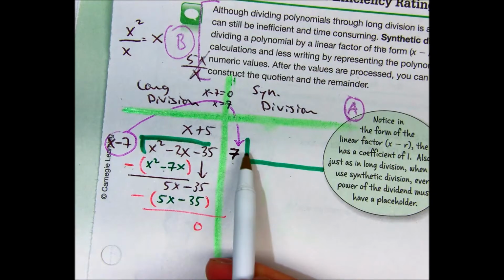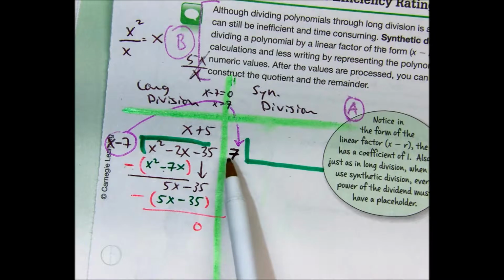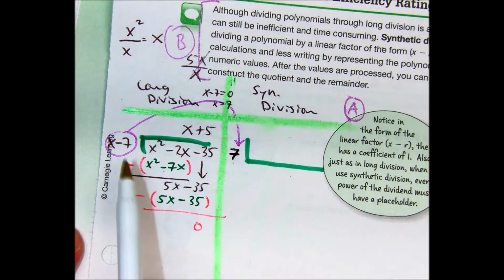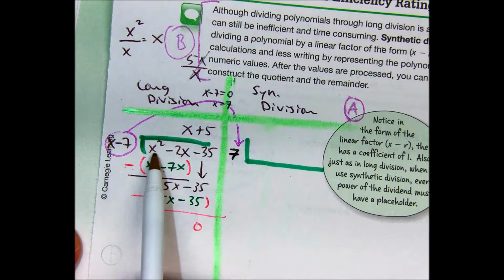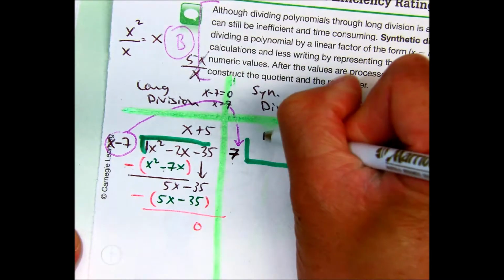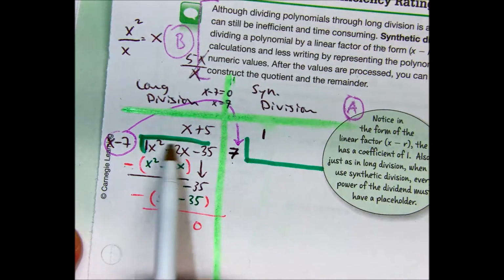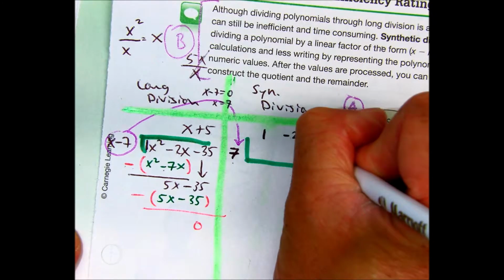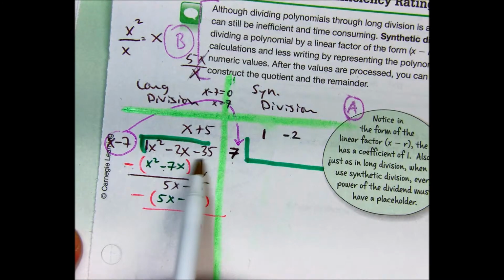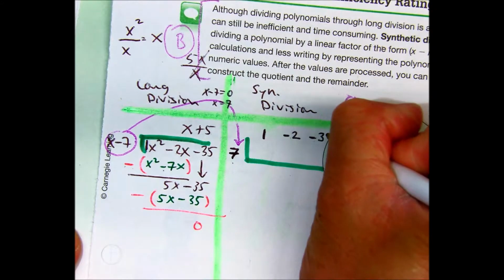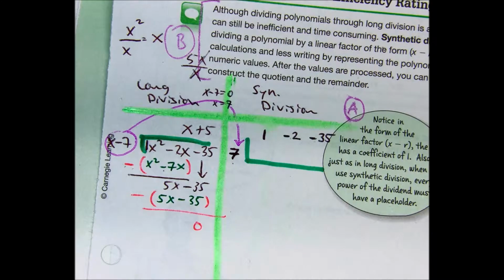Okay? The next thing I'm going to do is write the coefficients. Everyone say coefficients. Coefficients are the numbers in front. What's the number in front of x squared? Coefficient here? Negative 2. And the last one is negative 35. You're just watching. It's going to go by so fast.